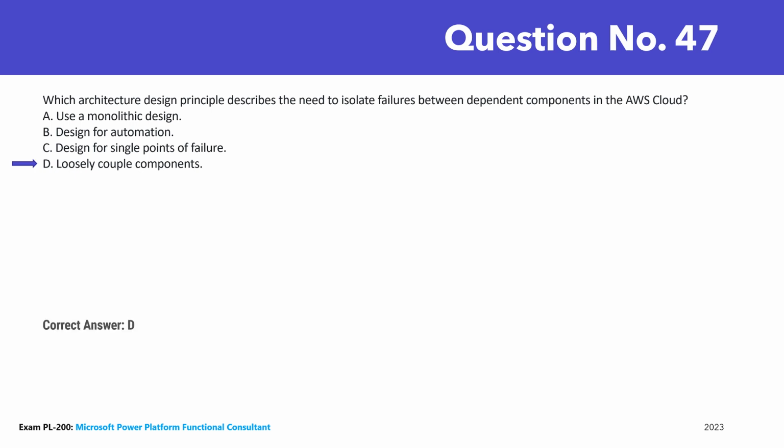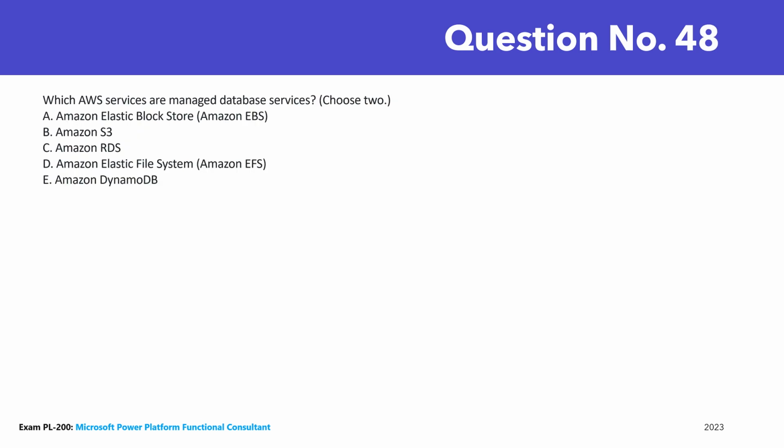Which AWS services are managed database services? Choose 2. A. Amazon Elastic Block Store, Amazon EBS. B. Amazon S3. C. Amazon RDS. D. Amazon Elastic File System, Amazon EFS. E. Amazon DynamoDB. Correct answer, C, E.